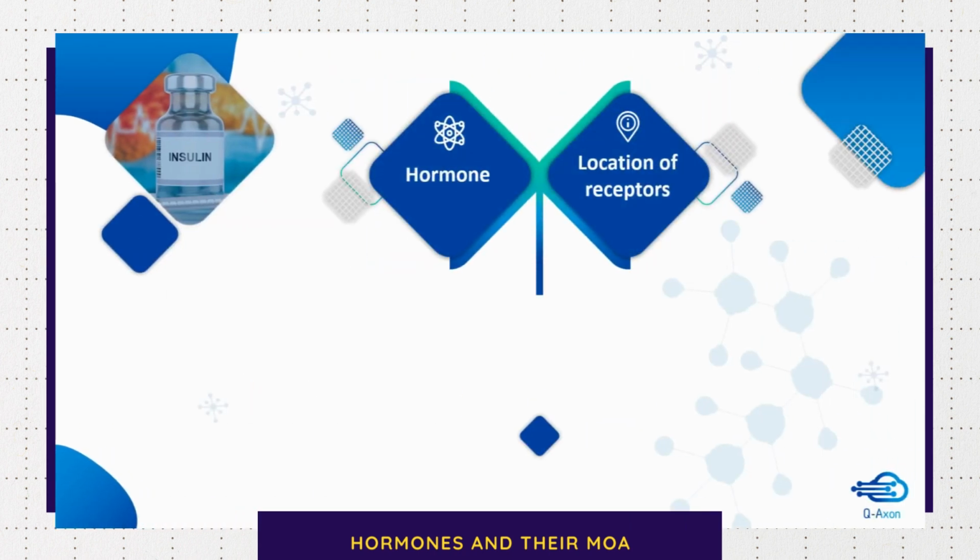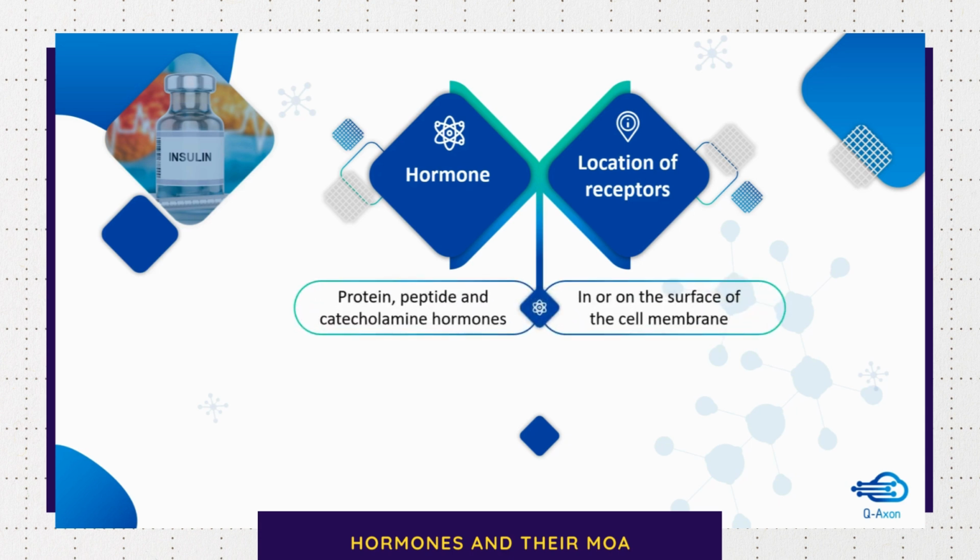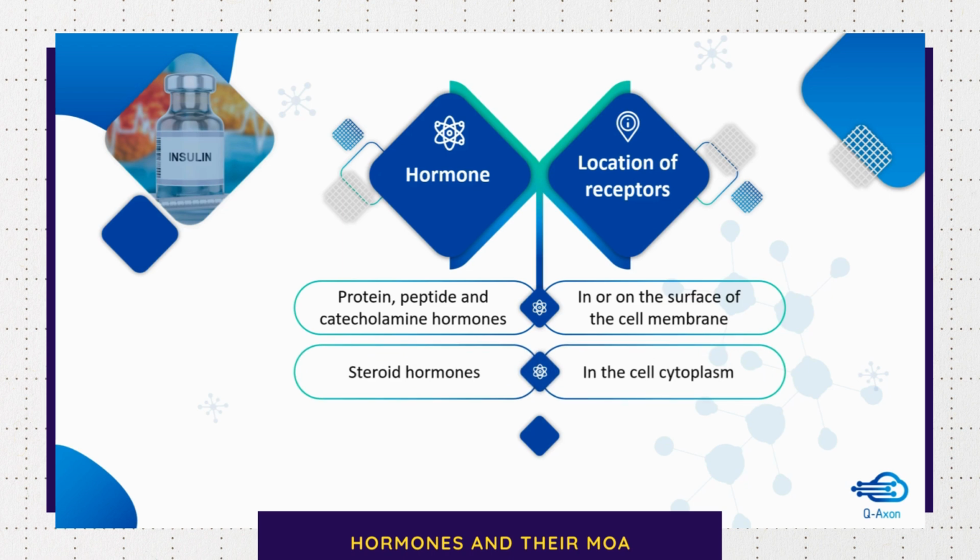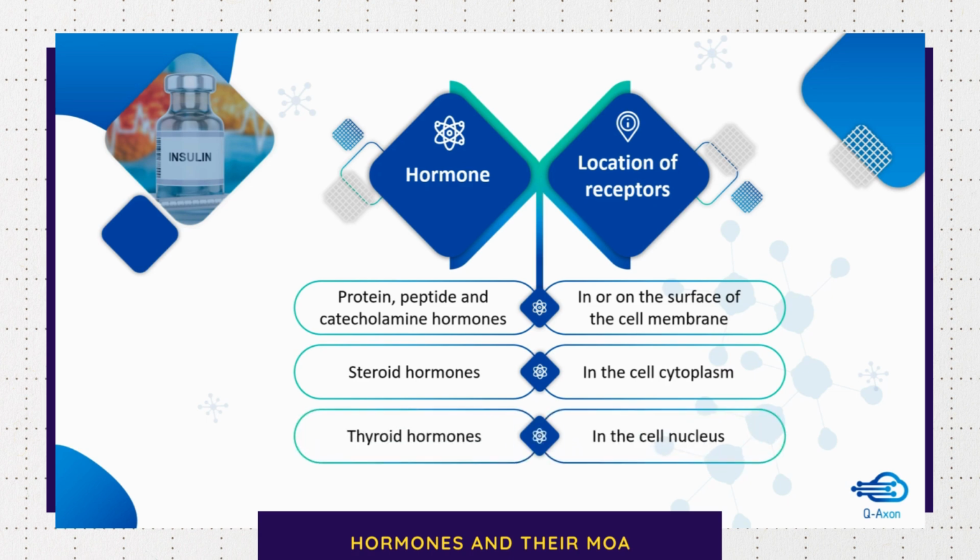Now let's see the different types of hormones and the location of the receptors. For protein, peptide and catecholamine hormones, the location of the receptors is either in or on the surface of the cell membrane. For steroid hormones, the receptors are located in the cell cytoplasm. For thyroid hormones, the receptors are located in the cell nucleus.